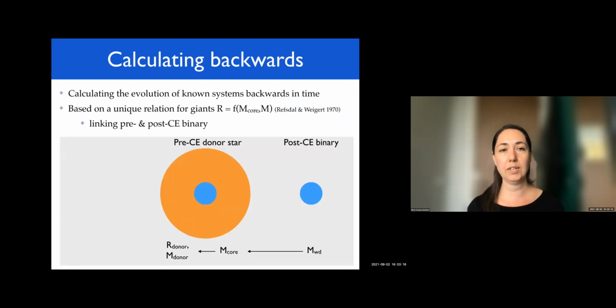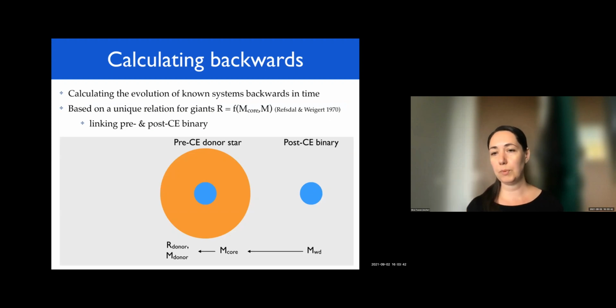And the first one is to take an observed system and to calculate the evolution backwards in time. And this really relies on this unique relation that we have for giants between the mass of the core and the size of the star. And the really nice thing of this relation is that it provides a link between the post-common envelope binary and the pre-common envelope binary. So how does it work?